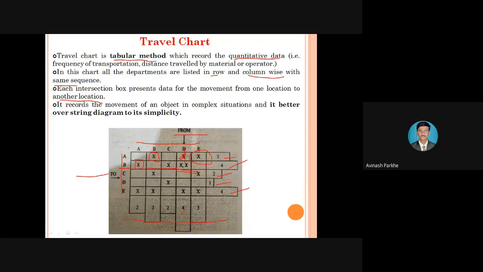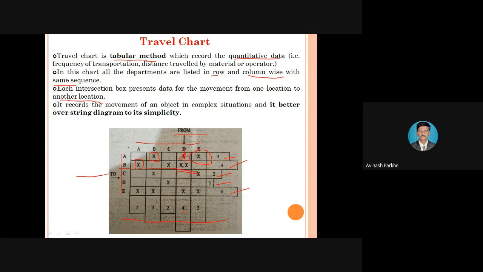If you take the example in the vertical direction, A, B, C, D, E is represented, and at the bottom side, 2, 3, 2, 4, 3. That number represents the number of times your material or your operator is moving from one department to that respective department. Similarly, in the horizontal direction, the numbers are 3, 4, 2, 1, 4. Those also represent the number of times your material or the operator visited their respective departments.